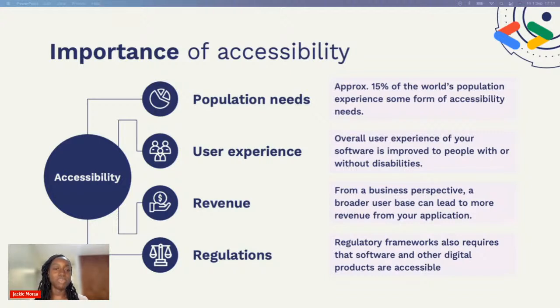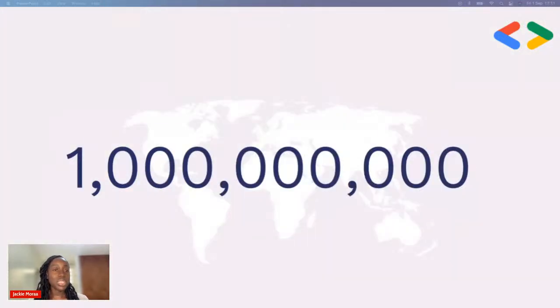So just to put these numbers into perspective, you have about 1 billion people in the world with disabilities, and this is approximately 13 to 15% of the world's population. So you have 17% with visual impairments, about 6% with hearing loss, 2.6% with intellectual disabilities. And among these, over 40% have access to mobile phones and other software products. So these are actual users who will be using your application. So do consider them in your development process.